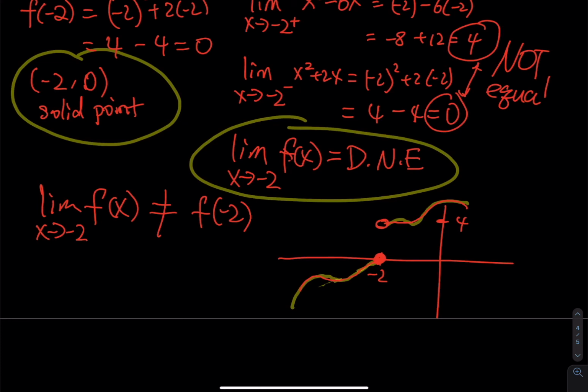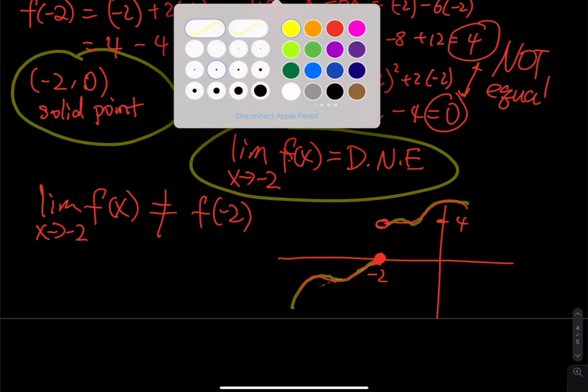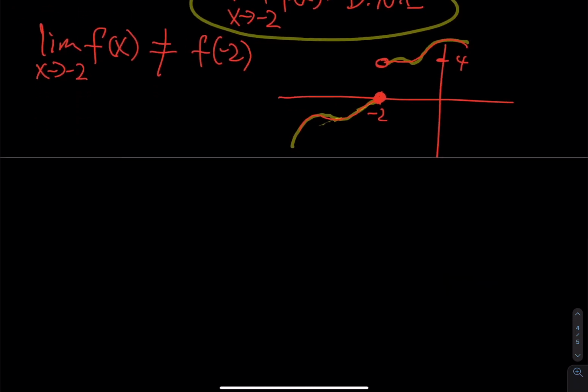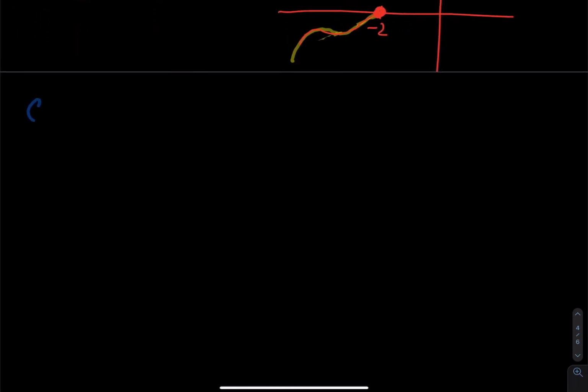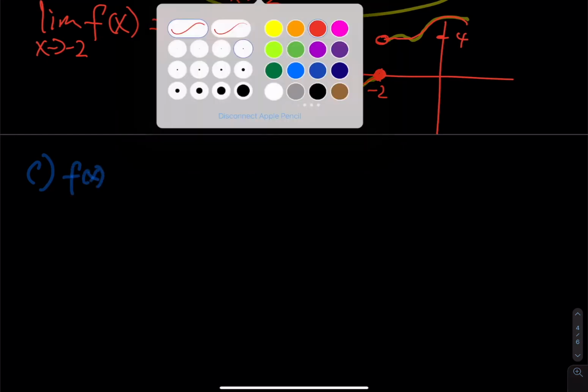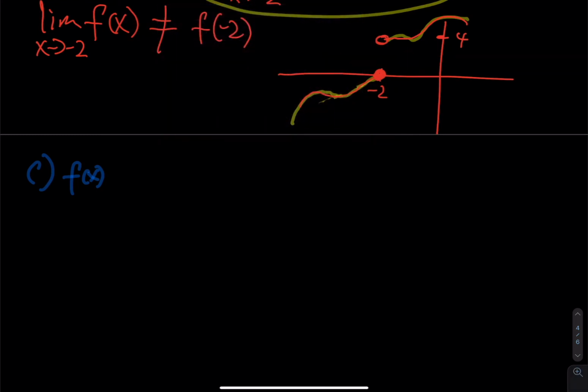Let's do part C. So I'm going to switch color for part C. Let's do blue. So in part C, we have f of x. Oh, it's a highlighter. So this is back to yellow. Let's erase that.